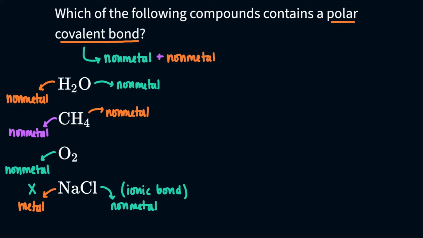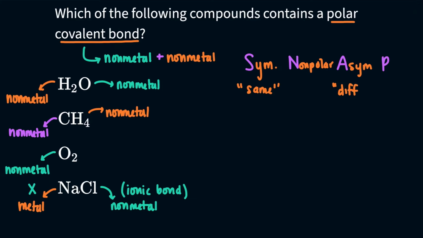Well, there's a couple of ways to go about this. We can do it the electronegativity way, or we could do it the acronym SNAP. S-N-A-P. Now, if you have elements that are symmetrical, or they are exactly the same, your bond is going to be nonpolar. But if your bond is asymmetrical, meaning you have different elements, then you would be classified as polar.